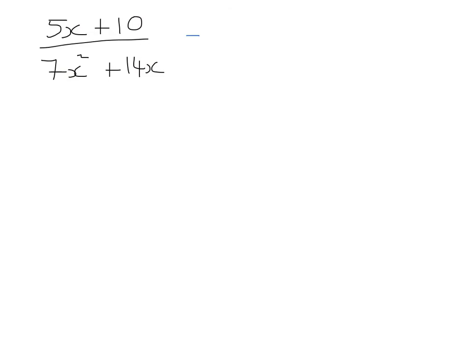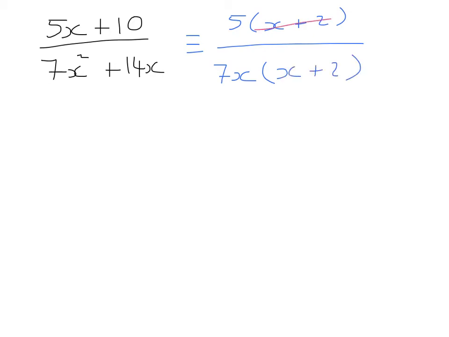But actually, if we factorize the top, so take out a common factor of 5, leaving us with x plus 2 in the brackets. And on the bottom, both terms have a common factor of 7x. So we take 7x outside, divide through by 7x, and we get just x plus 2 again. And so now we can cancel out those x plus 2's, leaving us with 5 over 7x. Much, much simpler than what we started with.